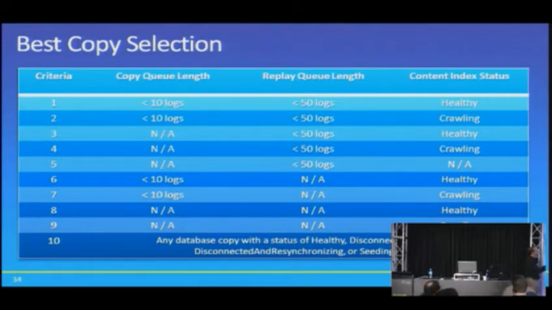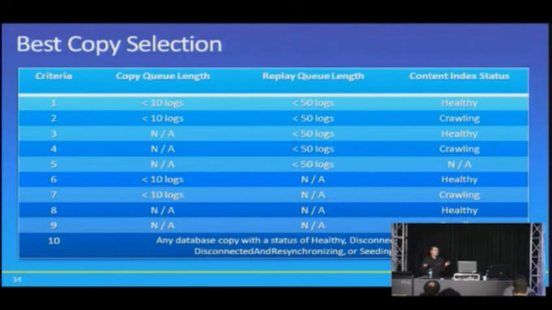Then we'll start to play with the criteria a little bit. For a while, we'll drop off the copy queue length and only look at replay queue length and content index status. Then for a while, we'll go back and look at copy queue length and drop replay queue length off and then mess with the content index status. And then finally, we'll just say any copy with any one of these 4 statuses. If we can find a copy on your list of this database that has any one of these 4 statuses, we'll try to activate that.